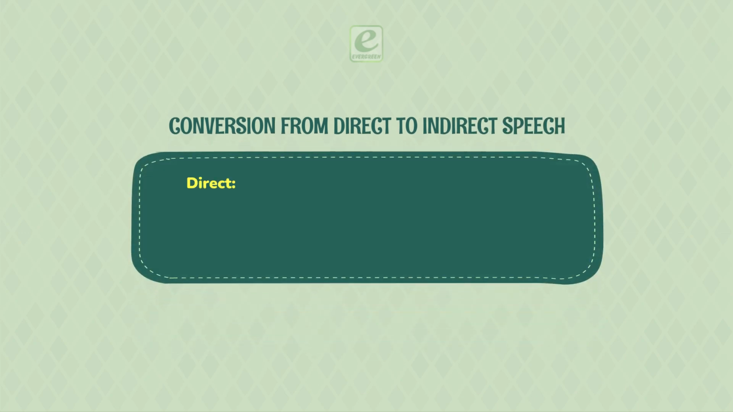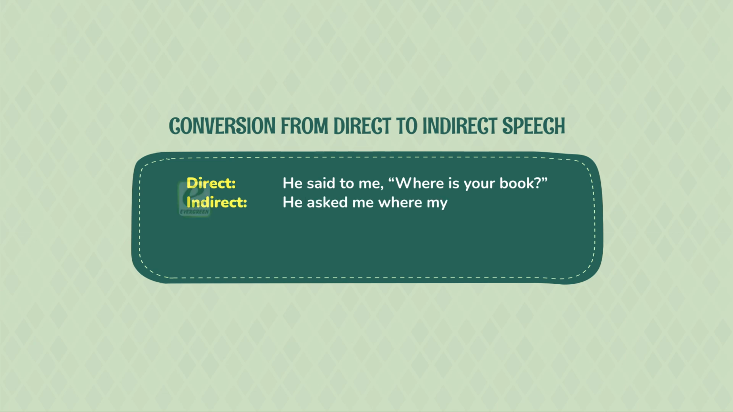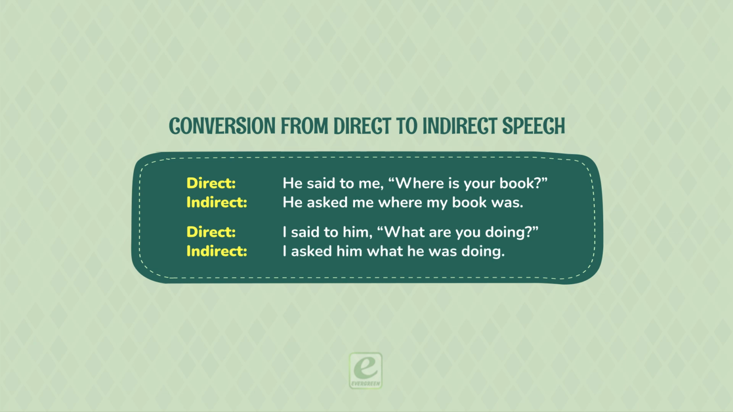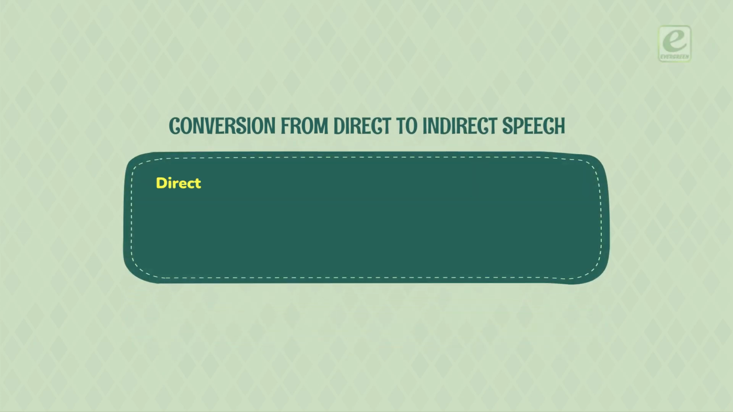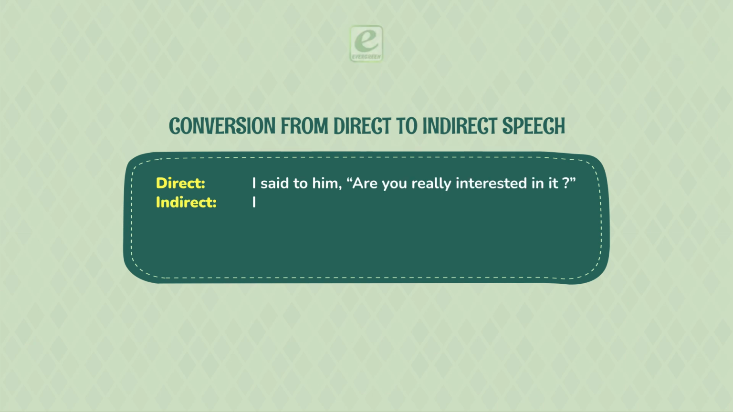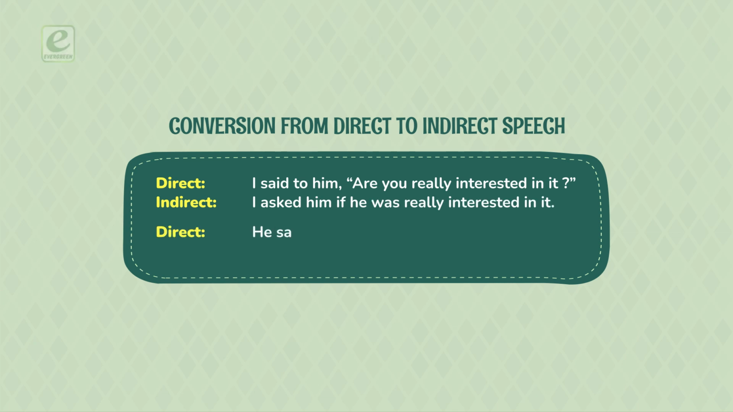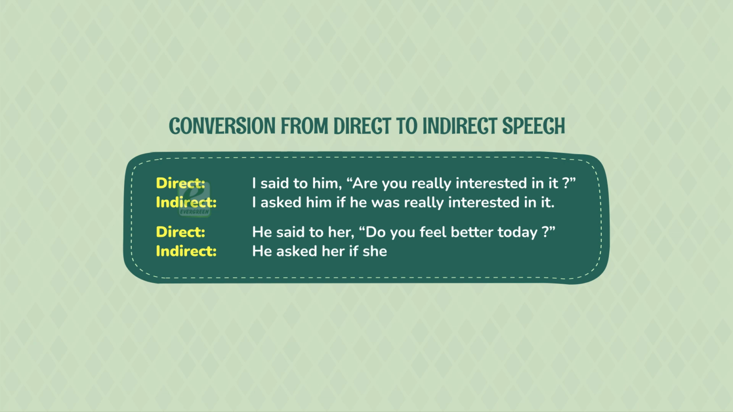Conversion from direct to indirect speech. Direct: He said to me, "Where is your book?" Indirect: He asked me where my book was. Direct: I said to him, "What are you doing?" Indirect: I asked him what he was doing. Conversion from direct to indirect speech. Direct: I said to him, "Are you really interested in it?" Indirect: I asked him if he was really interested in it. Direct: He said to her, "Do you feel better today?" Indirect: He asked her if she felt better that day.